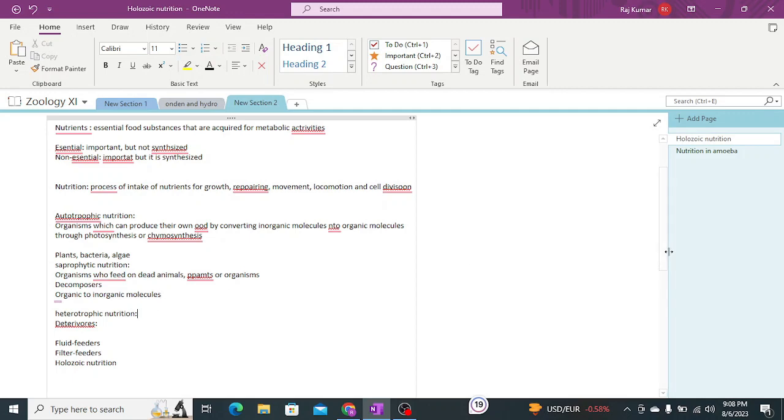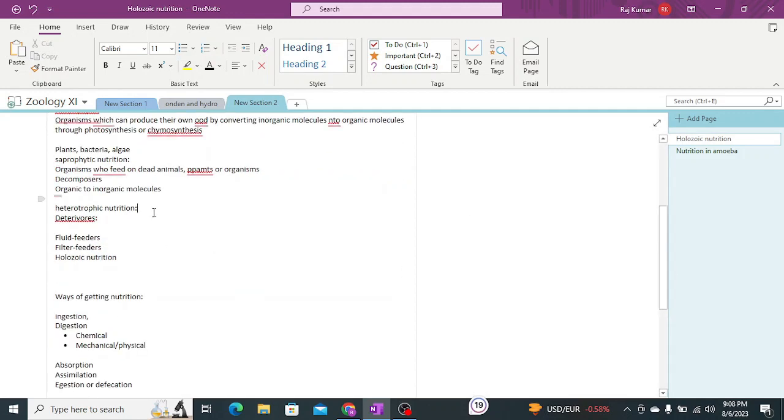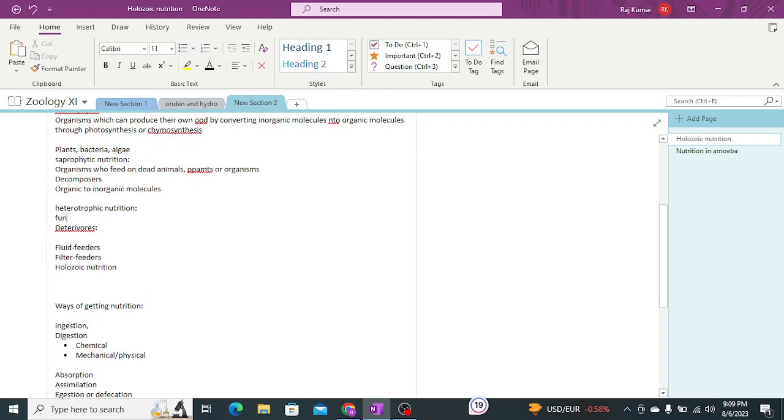Afterwards, we have heterotrophic nutrition. Heterotrophic nutrition involves organisms which are incapable of producing their own food, due to which they obtain food from autotrophs. They are incapable of producing their own food by converting inorganic into organic substances, due to which they depend on autotrophs for their nutrition. Heterotrophic nutrition involves fungi, and animals are examples of heterotrophic nutrition.